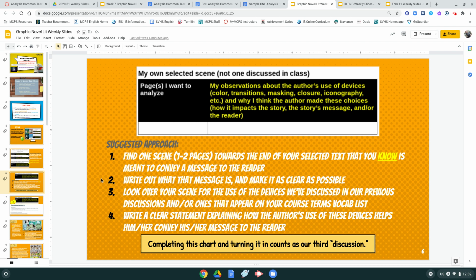Second, write out what that message is and make it as clear as possible, right? What does the author want us to know? What does the author want us to learn? What does the author want us to understand?